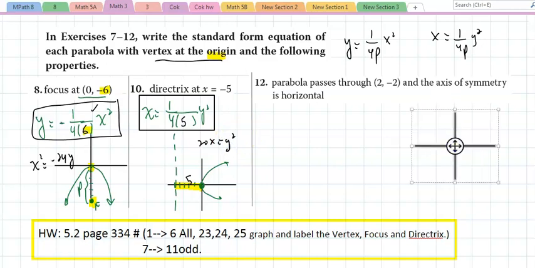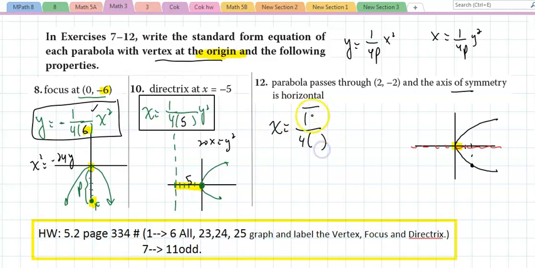And how about this last problem? It says a parabola passes through the point 2, negative 2. And the axis of symmetry is horizontal. Remember, it must pass through the vertex, the origin. That's what they told us. So since the line is horizontal, doesn't that mean that it must look like this? Because the axis of symmetry is horizontal. Which means x equal 1 over 4p y squared.